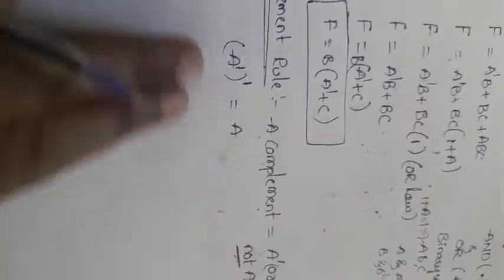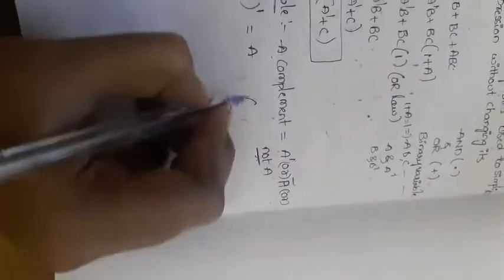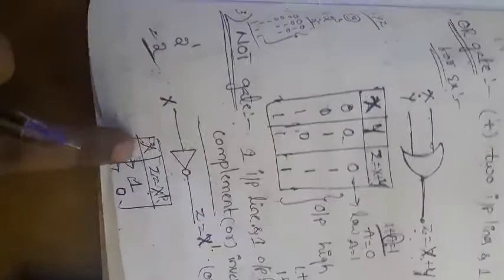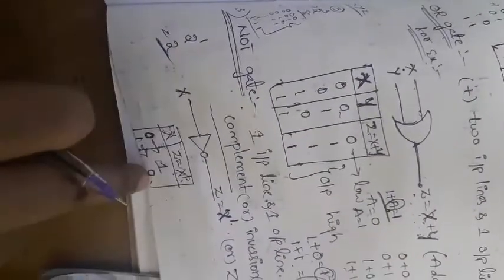How to define this? For example, if you consider a equals 0, then 0 complement, whole complement, just apply it here. What is the result? You already know the NOT rule. If x equals 0, what is the x complement value? 1. That means it inverts the value: 0 changes to 1 and 1 changes to 0. Like that here also, 0 changes to 1 and 1 changes to 0.